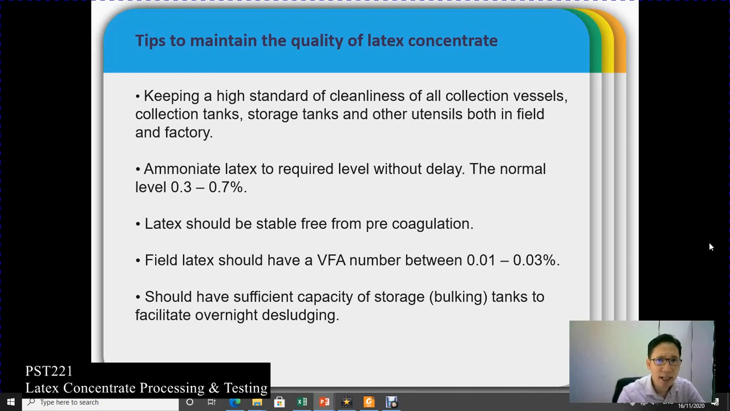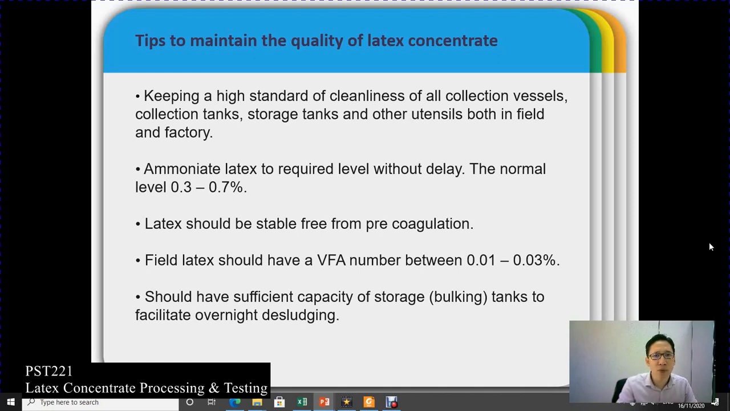The first one: keep a high standard of cleanliness of all collection vessels, collection tanks, storage tanks and other utensils, both in the field and factory. Cleanliness is the most important, the first part of latex concentrate processing, because this is the daily process that you conduct in the latex factory, so you need to keep your storage, your utensils, your equipment clean. If you do not clean your equipment or utensils, microorganisms will immediately start to grow and affect your latex quality.